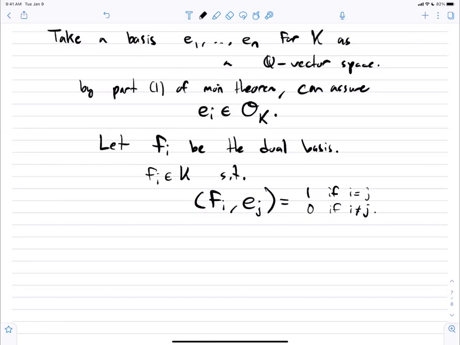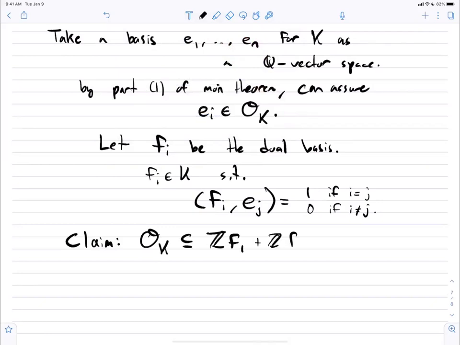The point is now, I claim that OK is inside the finitely generated submodule, the submodule generated by these. And how do I do that? I just have to see how to express an element of OK in terms of this basis.